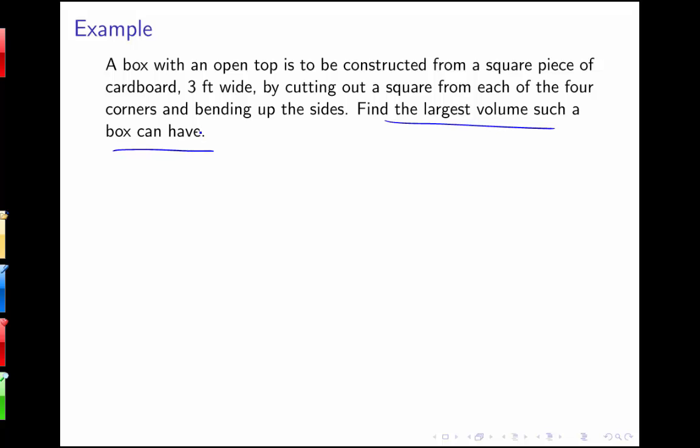So we want to start by drawing a picture of the situation that we have here and introducing some notation so we can try to write a formula for the volume of our box, since the volume is the quantity that we are trying to maximize in this case.